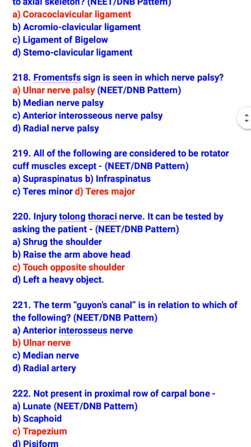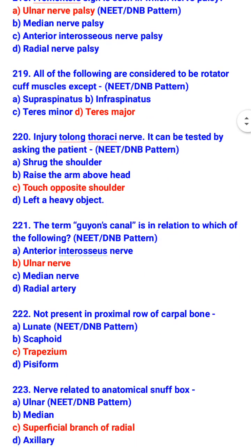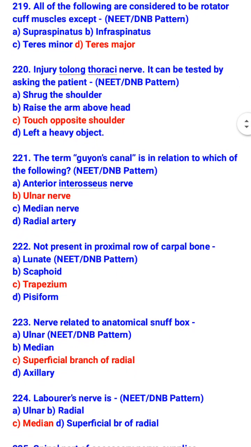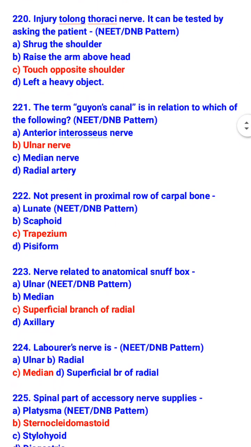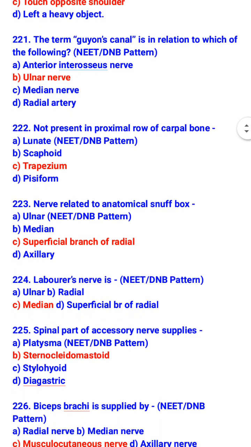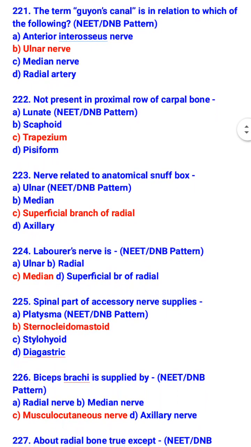Injury to long thoracic nerve can be tested by asking the patient to touch the opposite shoulder. The term Guyton's canal is in relation to which of the following? Ulnar nerve. Not present in proximal row of carpal bone is trapezium. So which are the bones of proximal row of carpal bone? Lunate, scaphoid, and pisiform. Nerve related to anatomical snuff box is superficial branch of radial nerve.